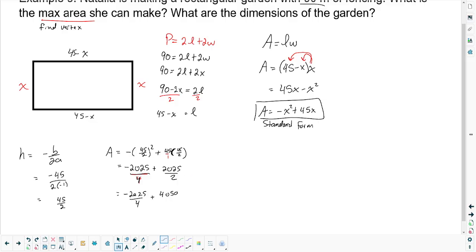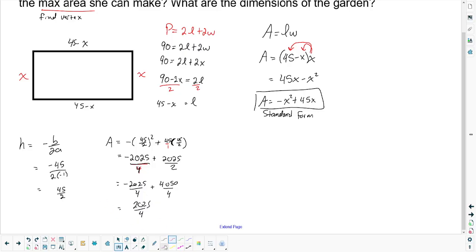I am not very confident in my math today. 4,050. That's over 4. So that should give me 2,025 over 4. So this is my k value. It's an a value. It's the area value, because that's what the formula is from, but it's also the k value.